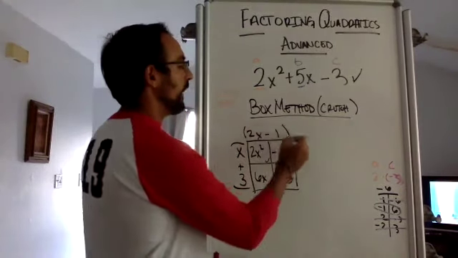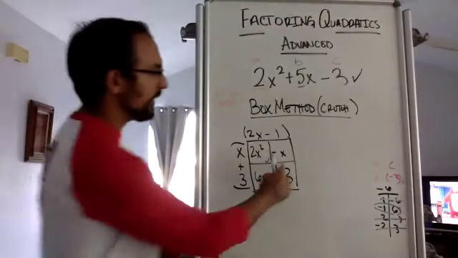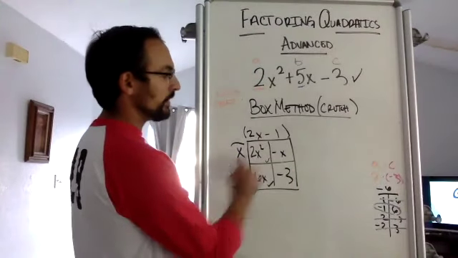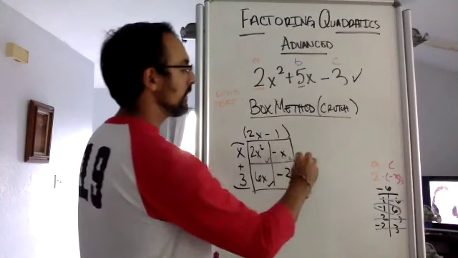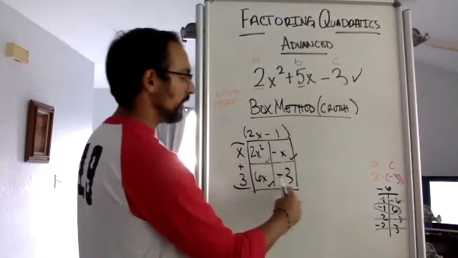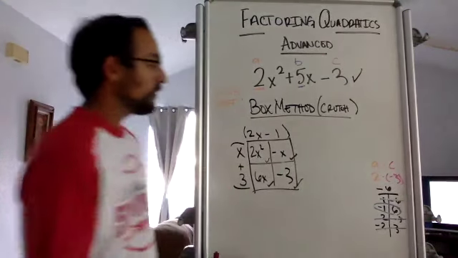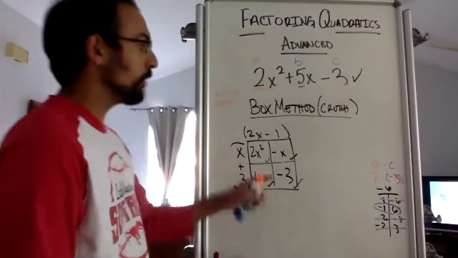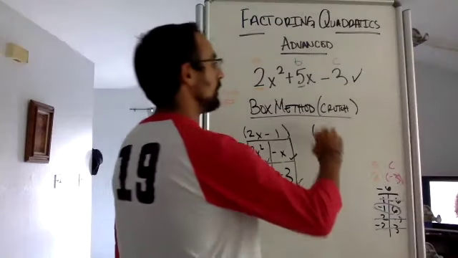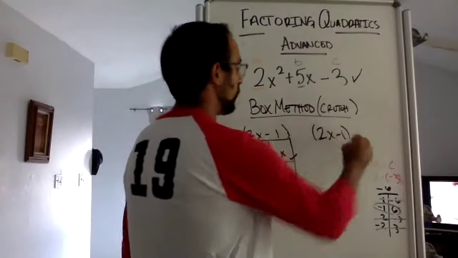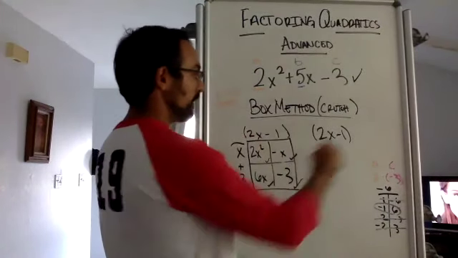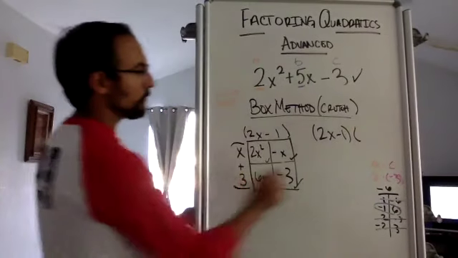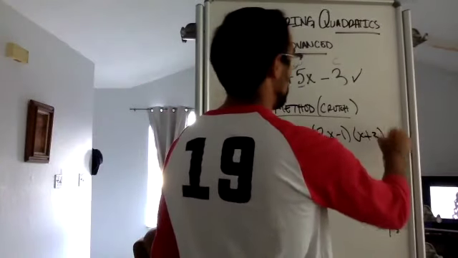Okay, so again, that is my factor, and then I'm going to check to see that I did these last 2 boxes right. So x times -1, did I get -x? I sure did. 3 times -1, did I get -3? I sure did. So that's good enough to check your work. All you need to do now is write your factors out. So your factors are 2x minus 1, this first one, times x plus 3.